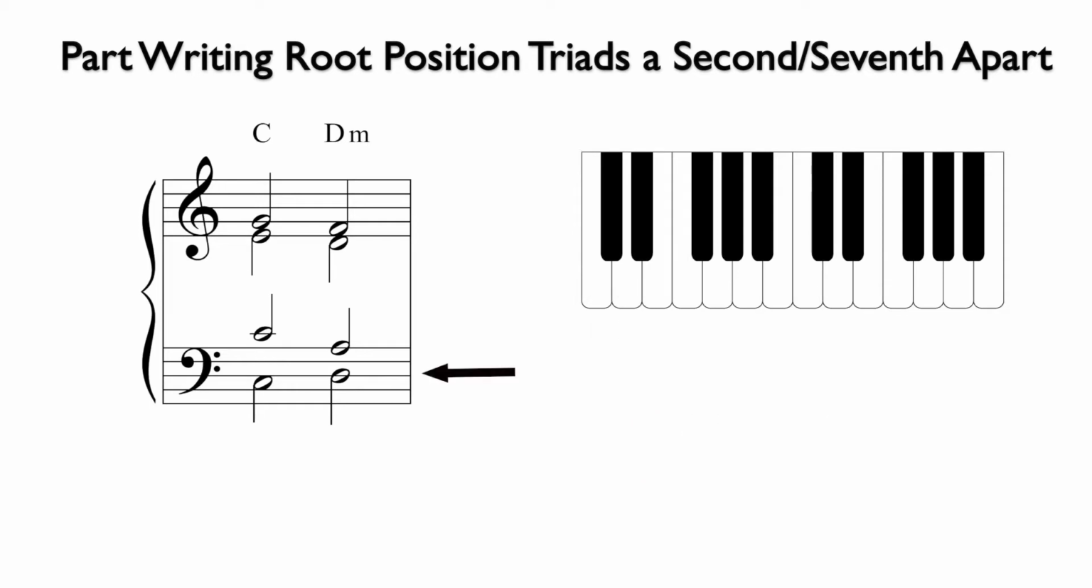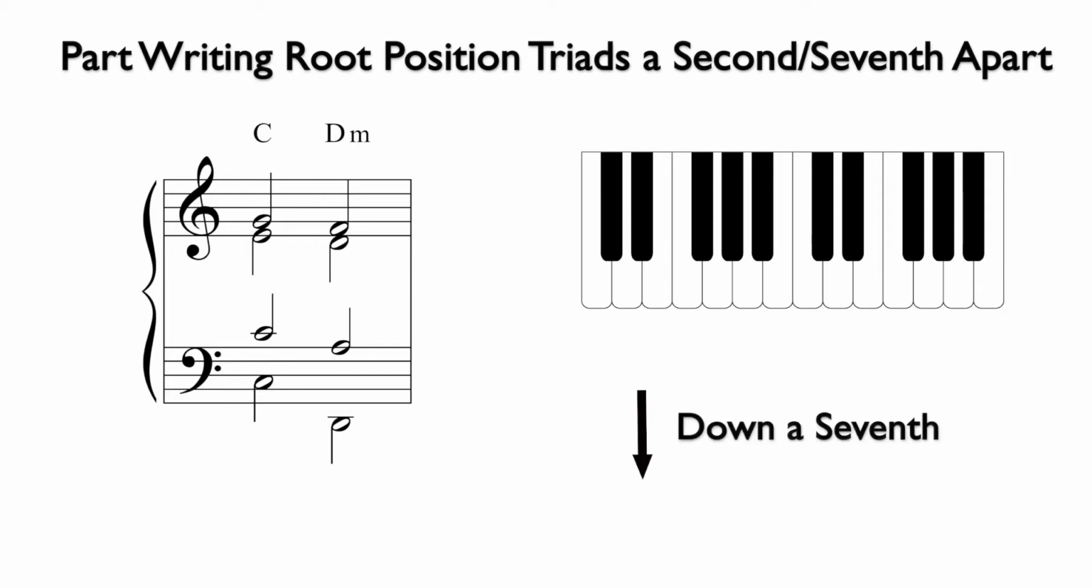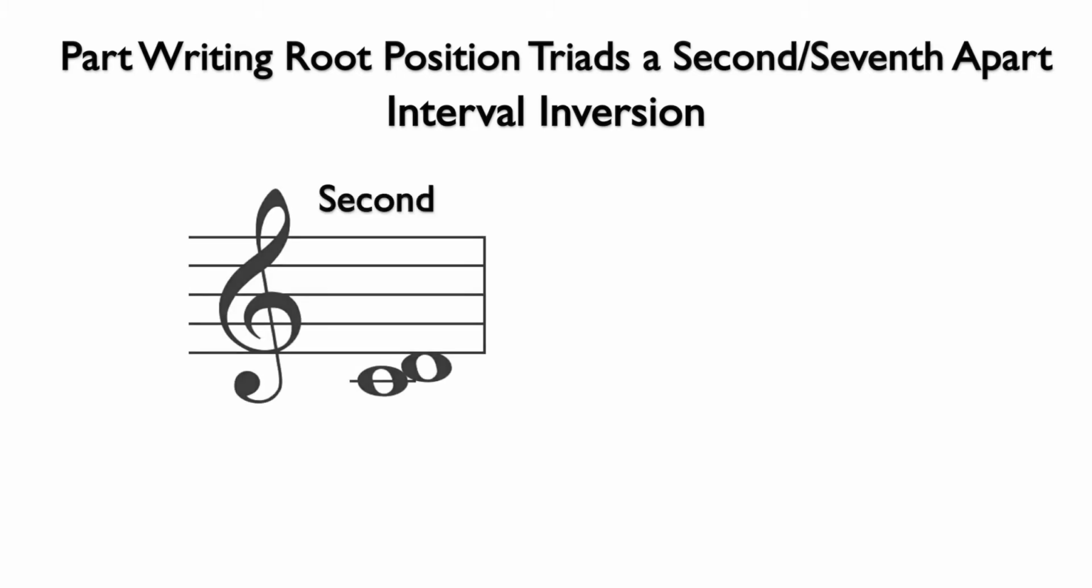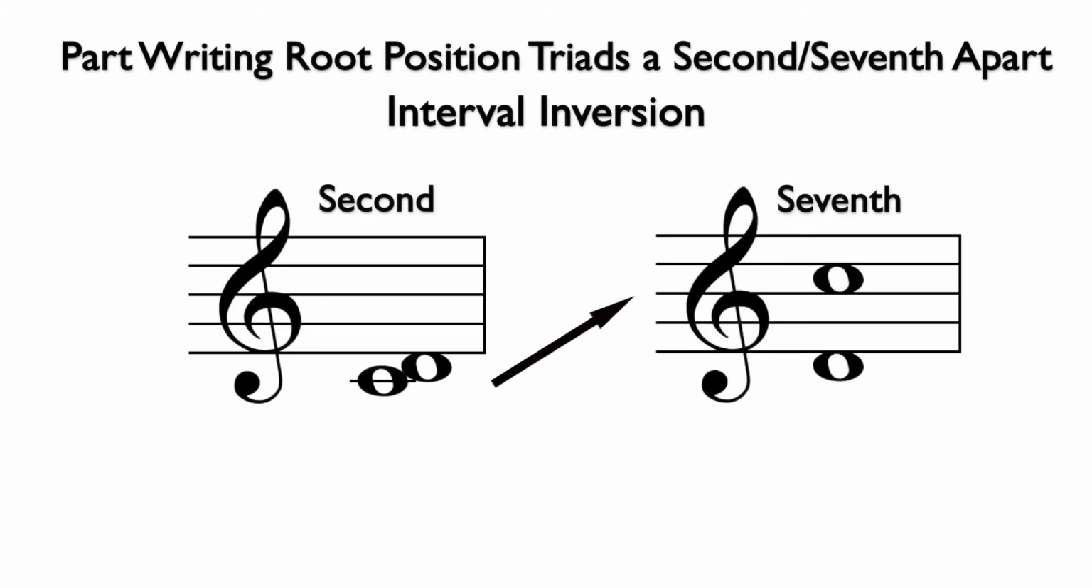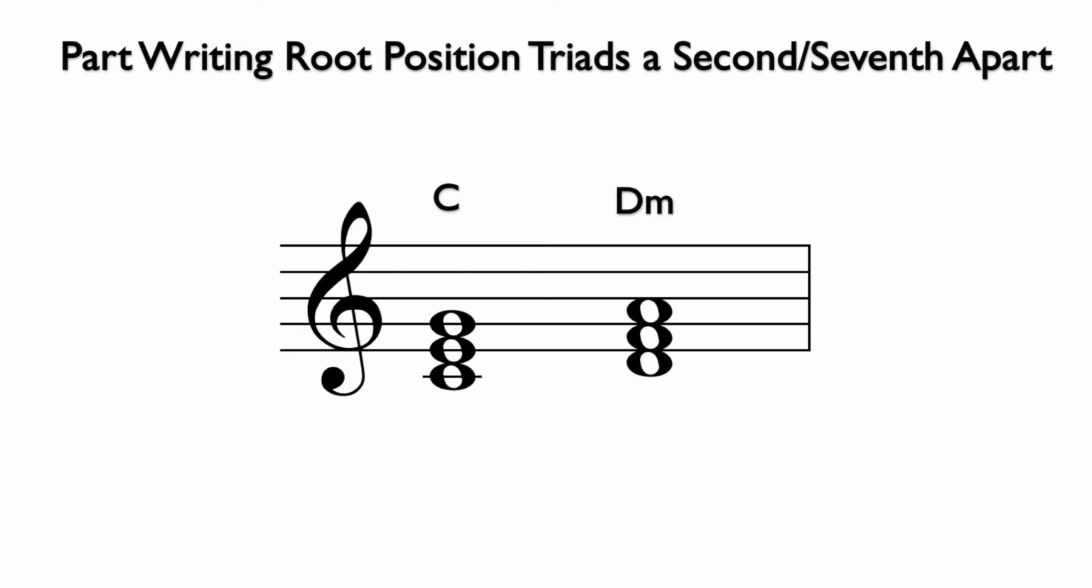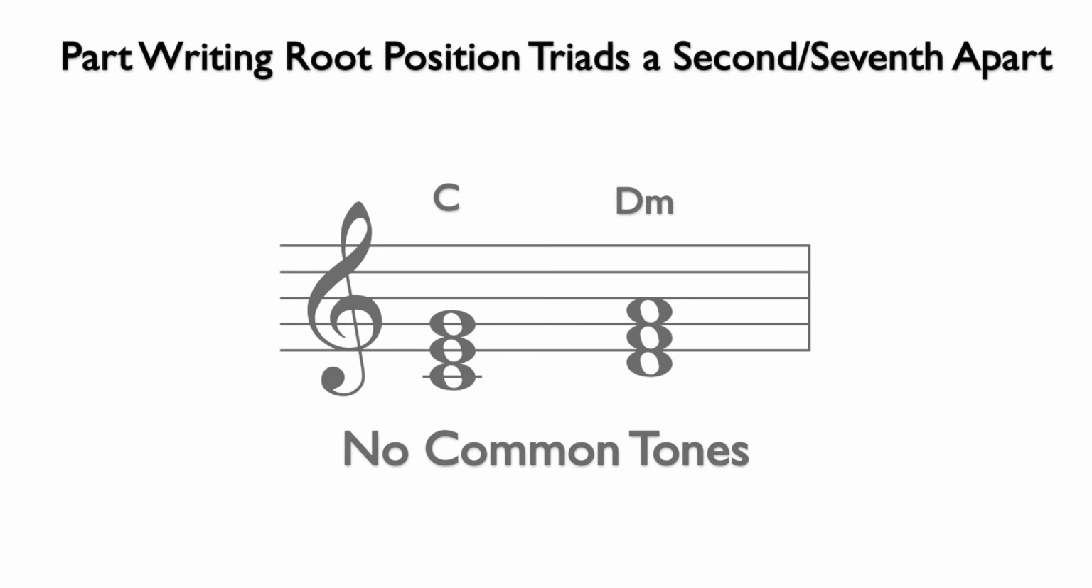If we move the D down an octave, we now have the distance of a seventh down from C to D. When we take an interval and switch what note is on the bottom, this is called interval inversion. Seconds invert to sevenths and the other way around. Since seconds invert to sevenths, the part writing procedure in this lesson will apply to chords a second or a seventh apart. Triads that are a second/seventh apart have no notes in common, so all voices will have to move.